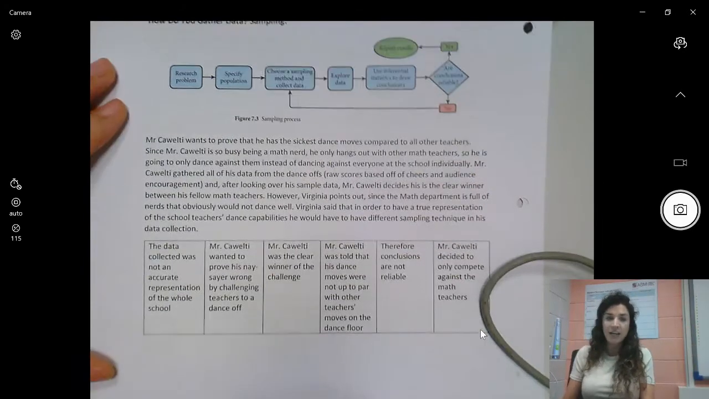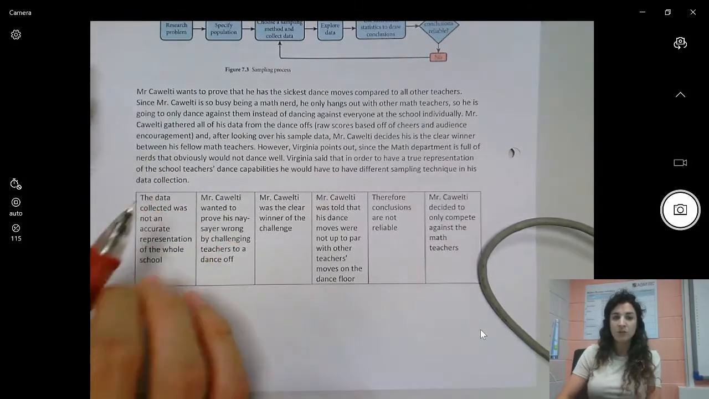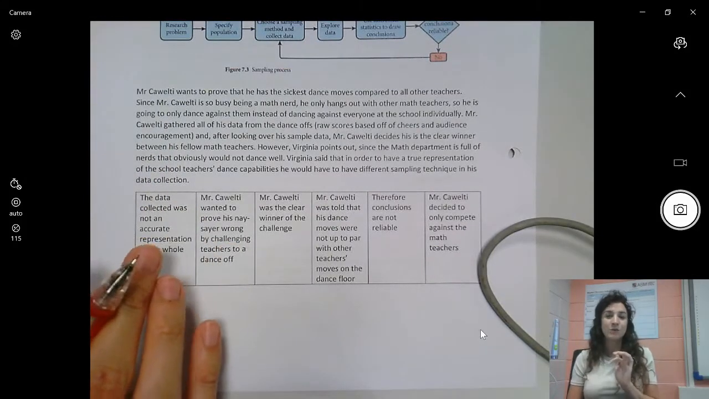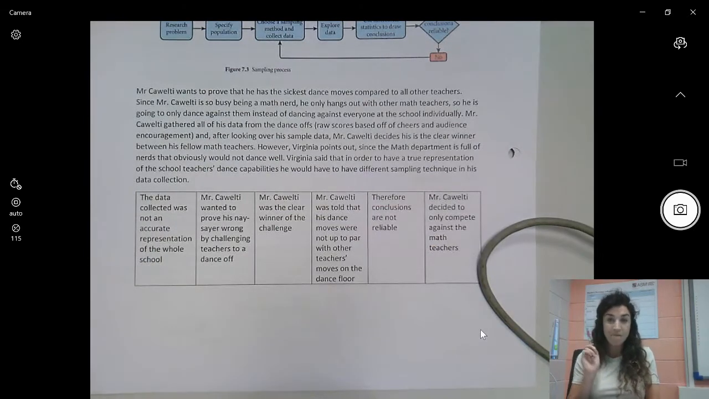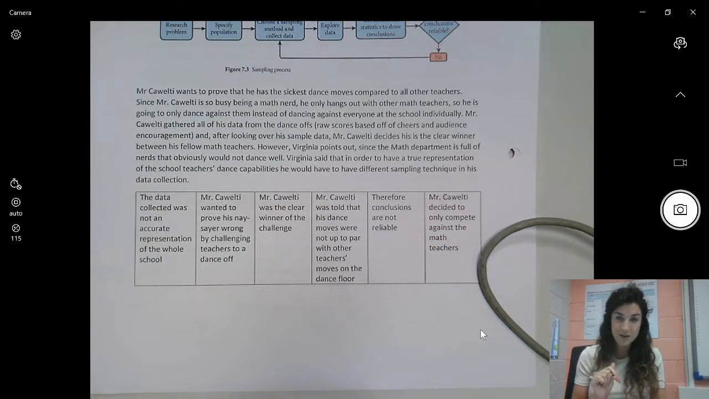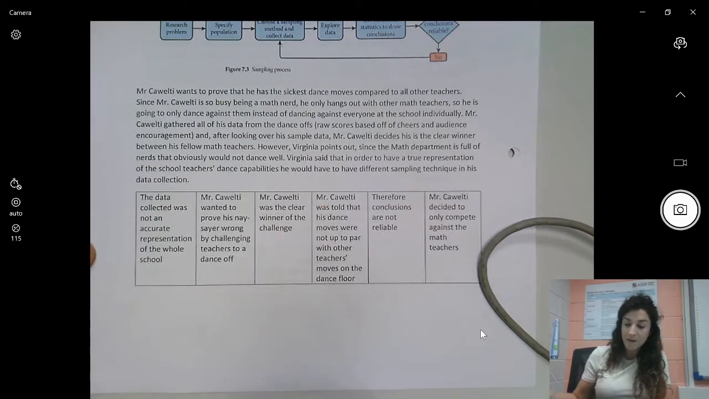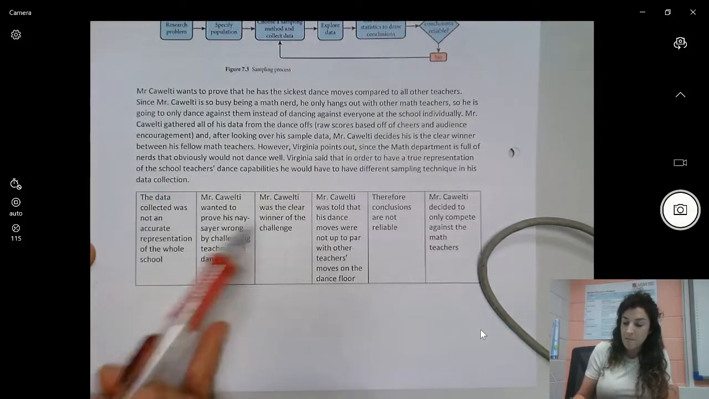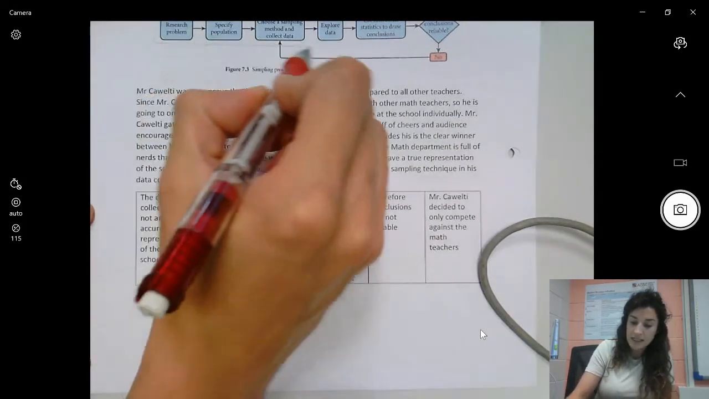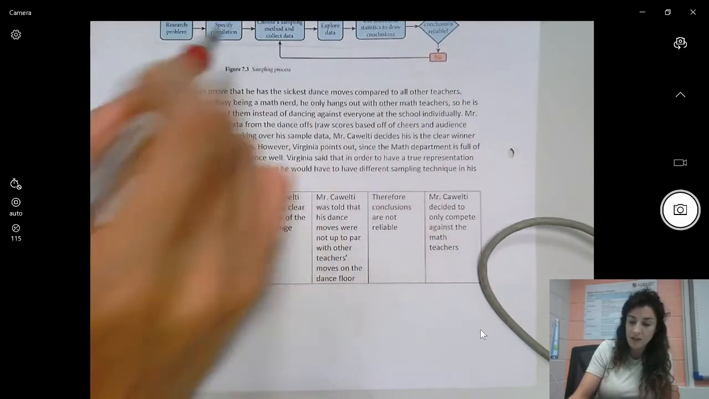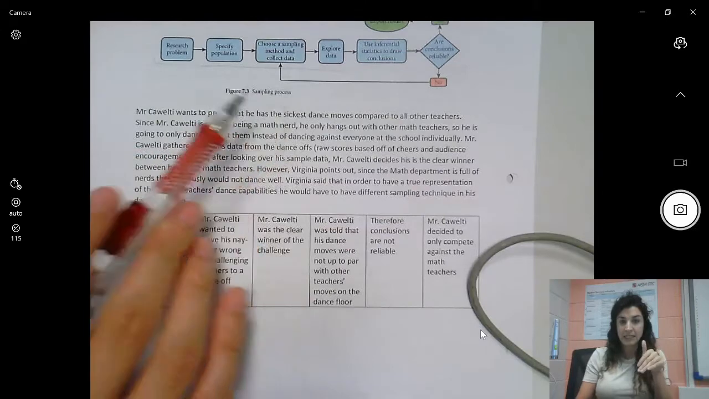So what I have right here is a description of a dance-off. So Mr. Quelty wants to prove that he has the sickest dance moves of all of the teachers, and this is the process that he follows. What I would like for you to do for the rest of your notes today, before you come into class the next time I see you, these are the 6 different points that fit into these 6 different categories. Which one of these is first, second, third, fourth, fifth, and sixth?